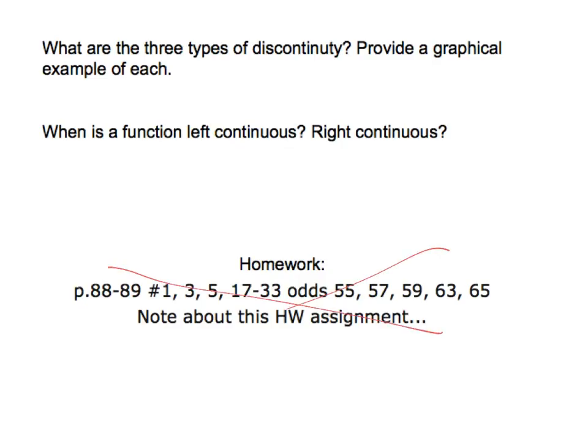Okay, ignore this for now. Your assignment will be in the module. 3 types of discontinuity. Provide a graphical example of each. When is a function left or right continuous? So answer those questions to yourself. They're definitely in the notes. Take care, and I'll see you in class.